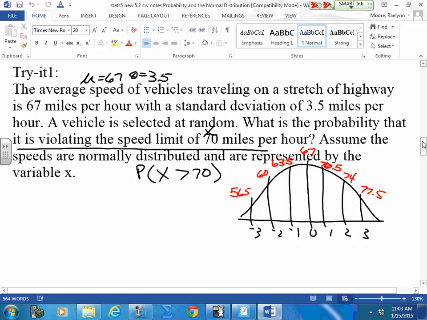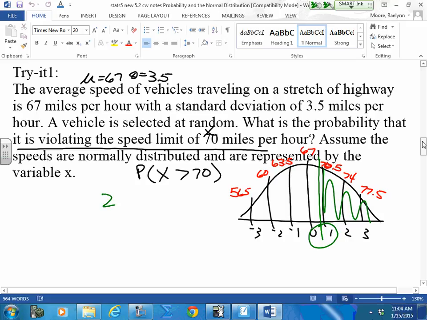Now, we want to know the cutoff of 70. If this car is going 70 or more, they have the possibility of getting a ticket. They're violating the speed limit. 70 or more. Now, I want the area, just like you did yesterday. I want the area to the right of 70. So I have to find this z-score first, then look in my table and find the area to the right of that z-score.